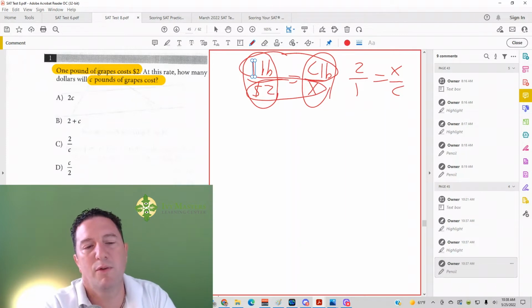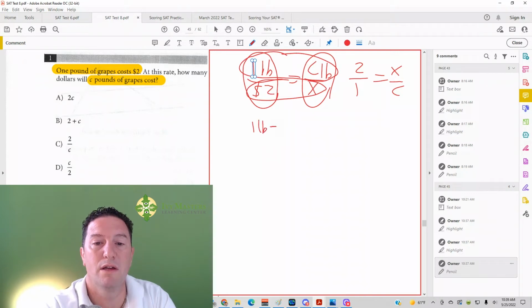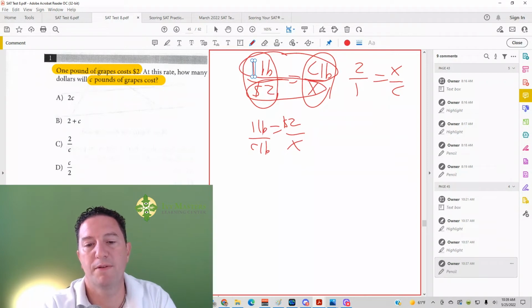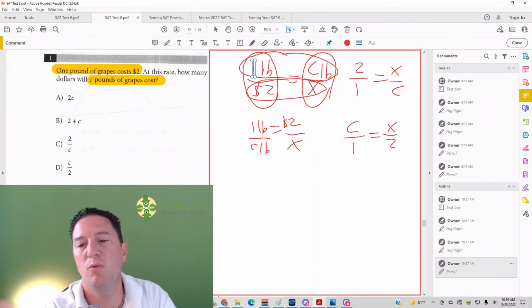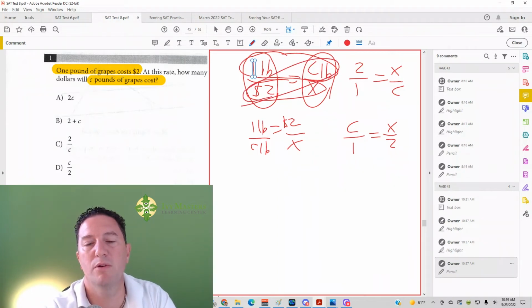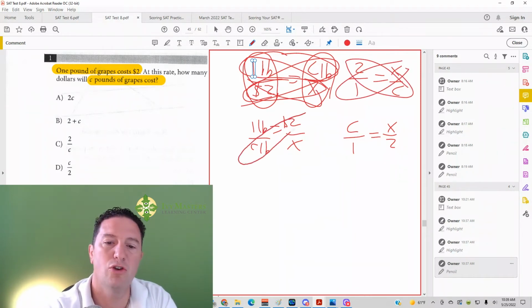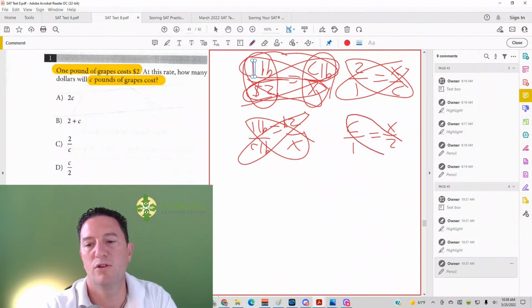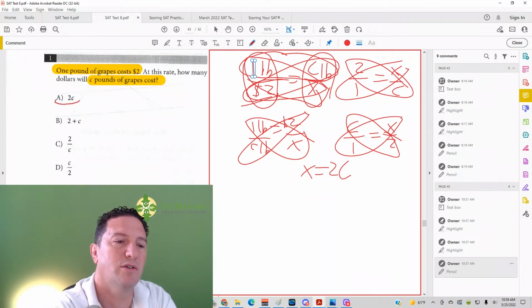And if you're picking up what I'm putting down over here, you could also say 1 pound equals $2. And then you could say C pounds equals how many dollars? Or you could flip that upside down and you'd have C/1 equals X/2. Any of these 4 ways you set it up, when you cross multiply and set equal, you get 2C equals X. So X equals 2C, which is your answer A.